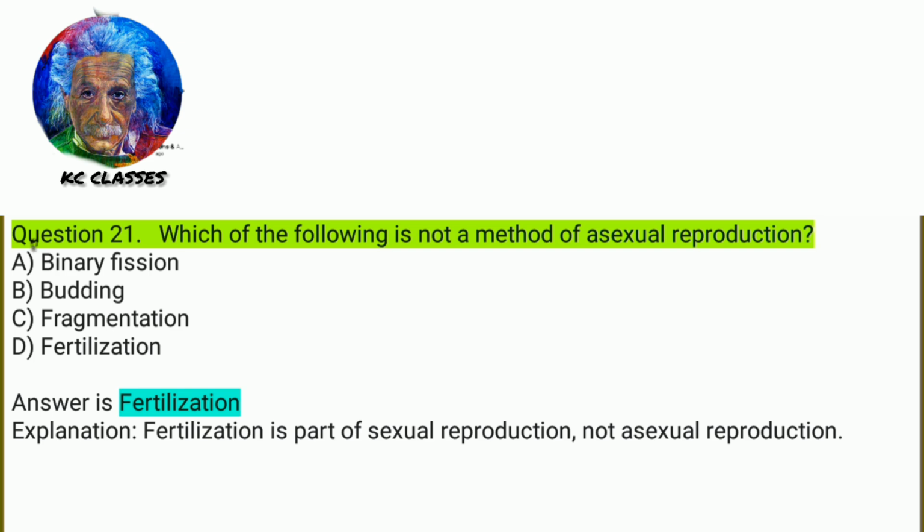Question 21: Which of the following is not a method of asexual reproduction? A. Binary fission. B. Budding. C. Fragmentation. D. Fertilization. Answer is fertilization. Explanation: fertilization is part of sexual reproduction, not asexual reproduction.